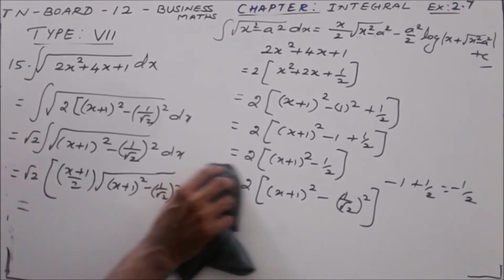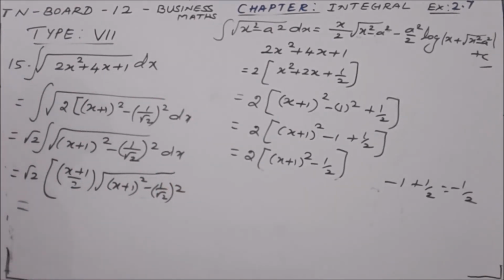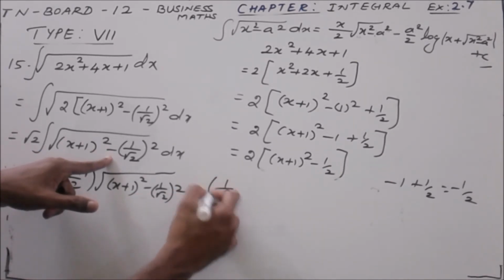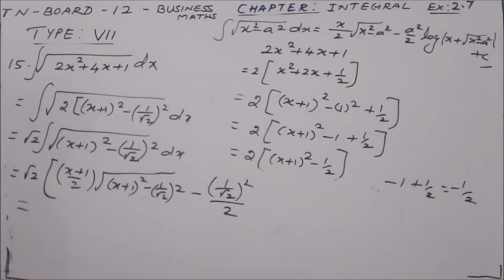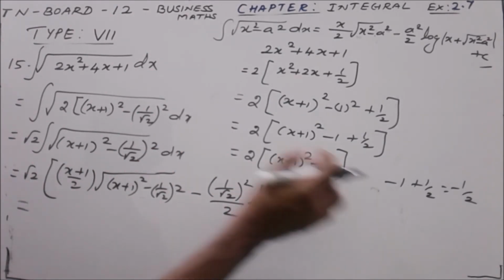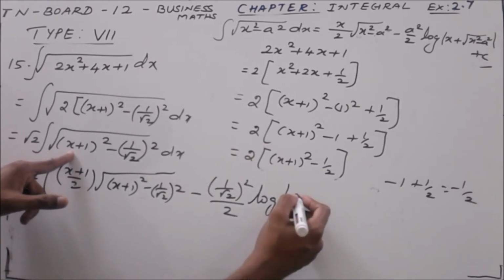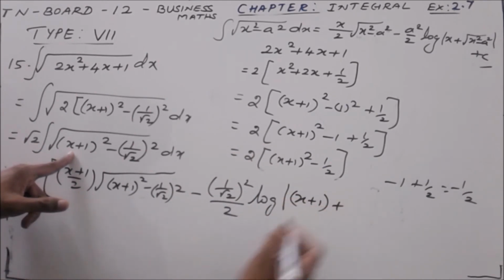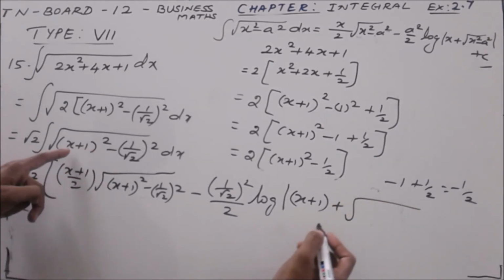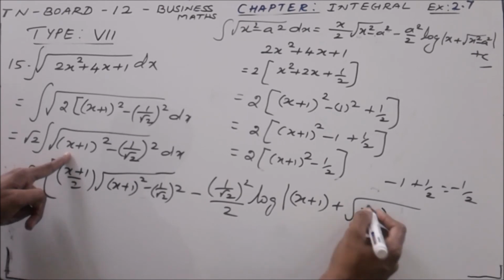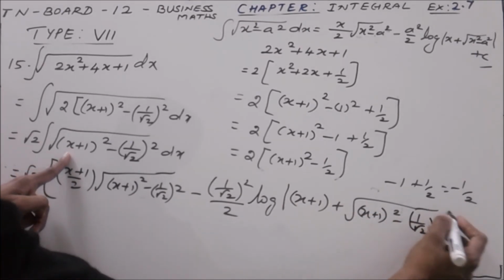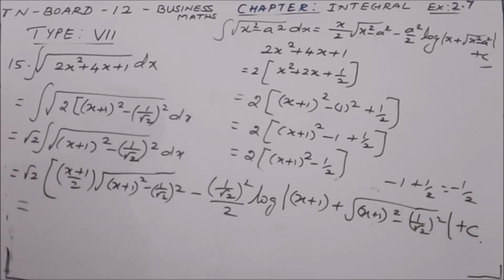Then by the formula, minus a square by 2, minus a square, 1 by root 2 square by 2, a square by 2 log of modulus of x plus, instead of x we have x plus 1 plus root of x square minus a square, that is x plus 1 whole square minus 1 by root 2 whole square plus c.